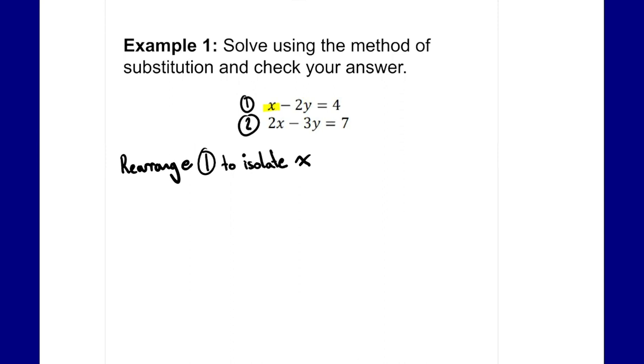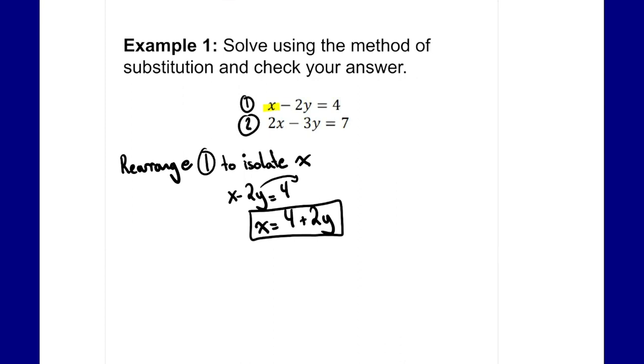So I want to rearrange this equation for x. If I have x minus 2y equals 4, I want to isolate x, so I'm going to move the negative 2y over. So it becomes x equals 4, and the negative 2y becomes positive 2y. And now I've rearranged my equation to isolate for one of the variables.